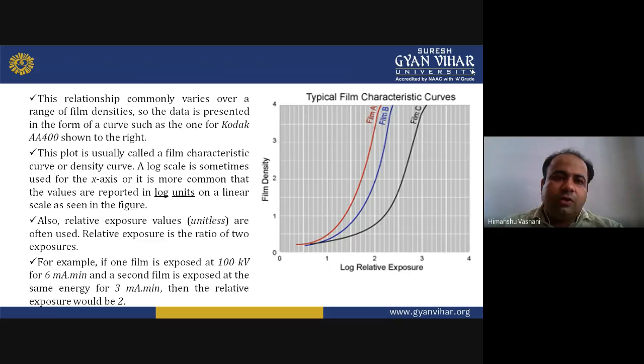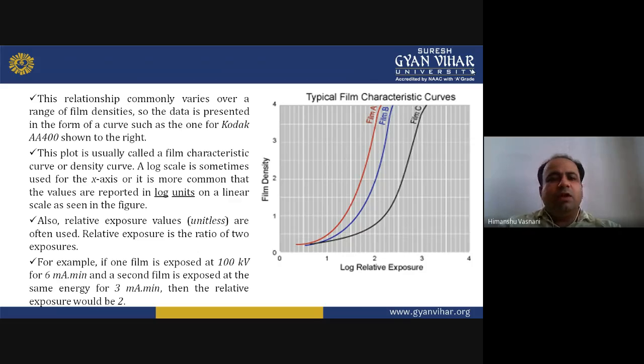This relationship commonly varies over a range of film densities, so the data is presented in the form of a curve, such as the one for Kodak AA, not shown to the right. They have given you an example. This plot is usually called a film characteristic curve or density curve. A log scale is sometimes used for the x-axis, or it is more common that the values are reported in log units on a linear scale, as shown in this figure.